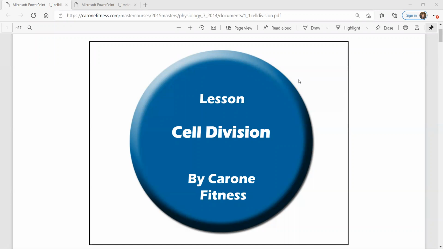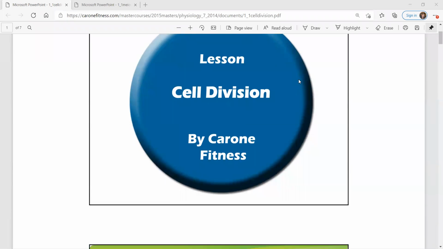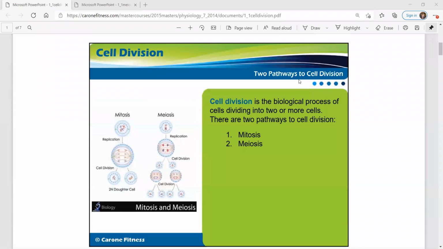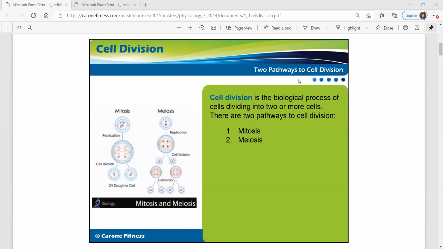Hey, it's Mr. Shrum, and we are going to talk about cell division today, mitosis and meiosis. There are two pathways to cell division. This is a process in which cells divide to make two or more cells. We have mitosis on the left and meiosis on the right.